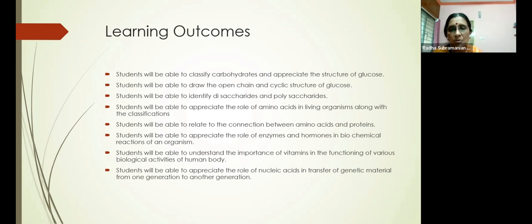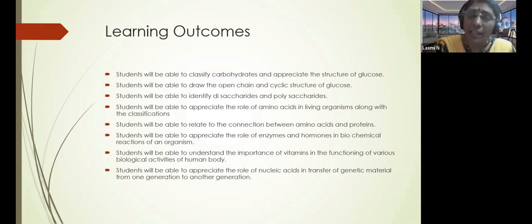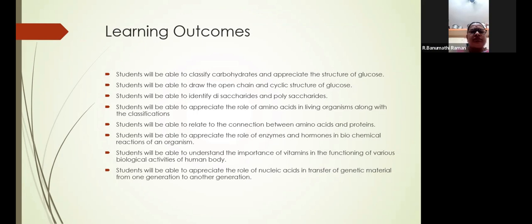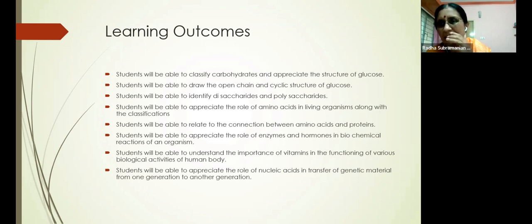Students will be able to appreciate the role of amino acids in living organisms and their classification. Again, there was a board exam one year, I remember: how are amino acids classified? The answer I remember, but I don't remember the question very well. The answer is acidic, basic, and neutral. Remember the question, Lakshmi ma'am? What was the question? I think something like that. Yes, the expected answer was acidic, basic, and neutral, isn't it, ma'am?